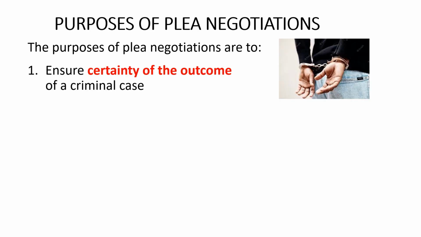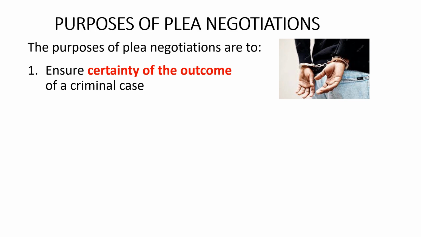The first purpose of plea negotiations is to ensure certainty of the outcome of a criminal case. If an accused pleads guilty as a result of a plea negotiation, then all that remains is for the magistrate or judge to sentence the accused.